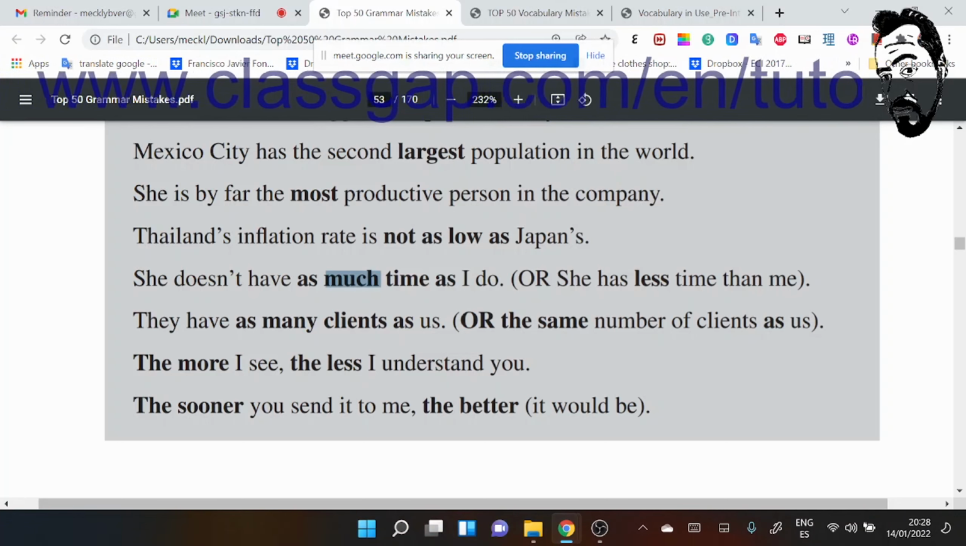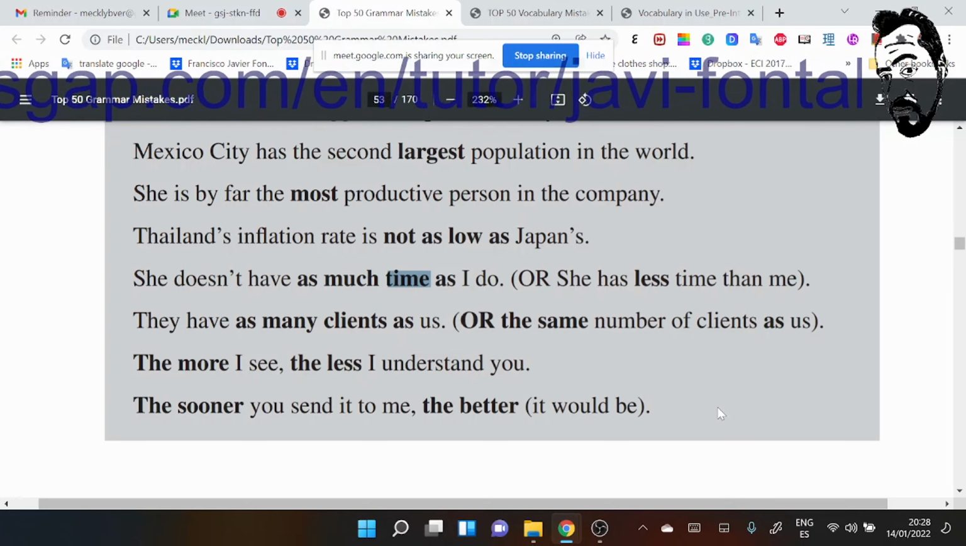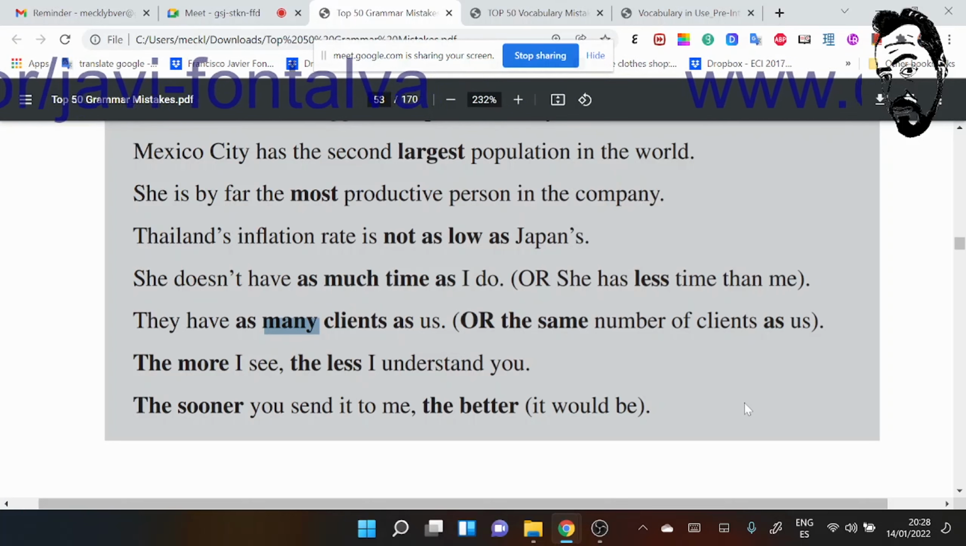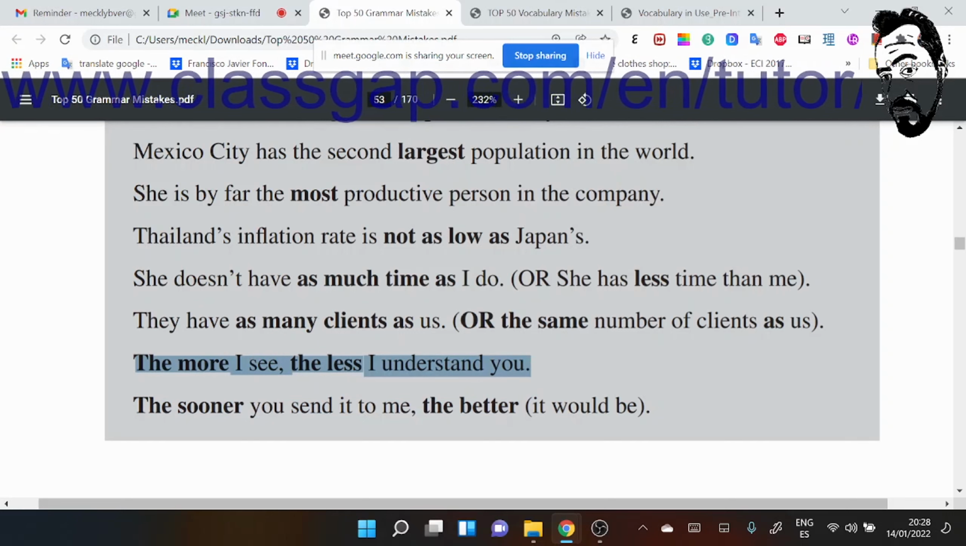Notice we say as much when you talk about time, money, so uncountable things, and we say as many when you can use numbers basically. So as many clients, as many chairs, as many cars, as many people. Okay, this one is a little bit tricky.